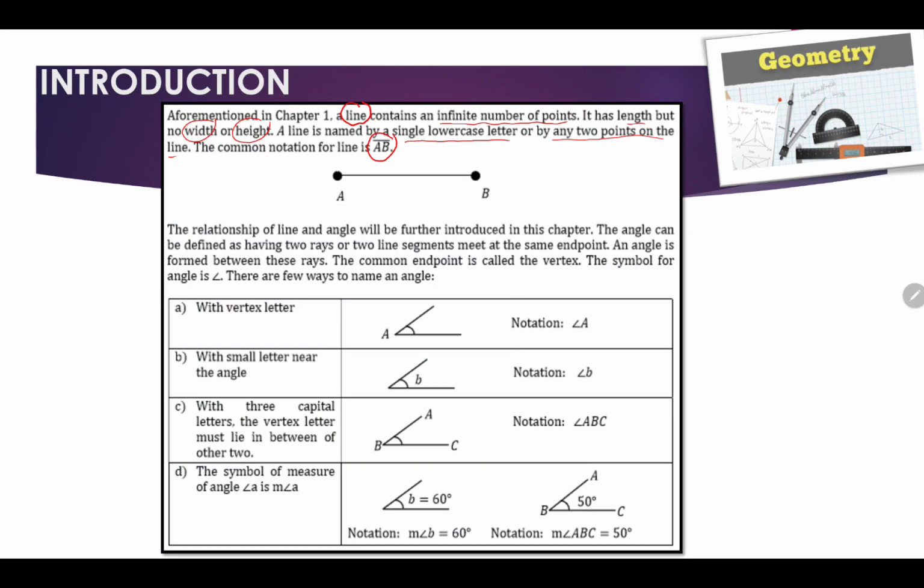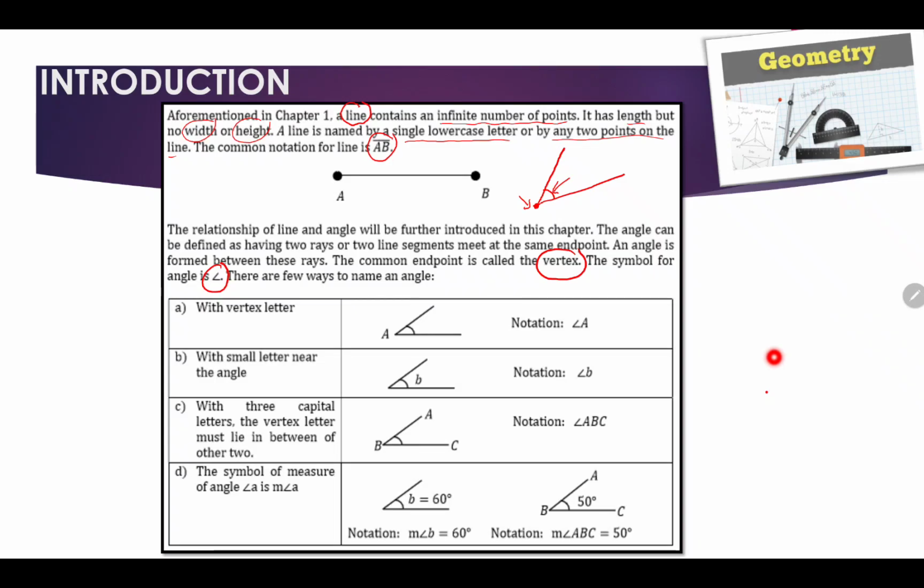For this chapter, we are going to discuss the relationship between line and angle. An angle can be defined as two rays or two line segments meeting at the same endpoint. Let's say we have one line here and another line here. Both lines share the same endpoint here, so we get an angle. This shared endpoint we call the vertex. So this is the vertex, and this is the angle.